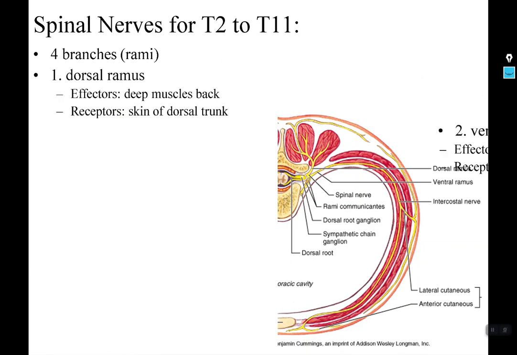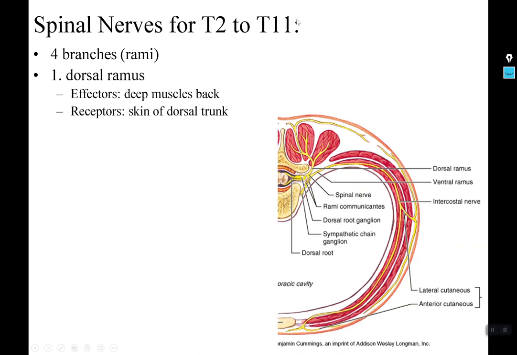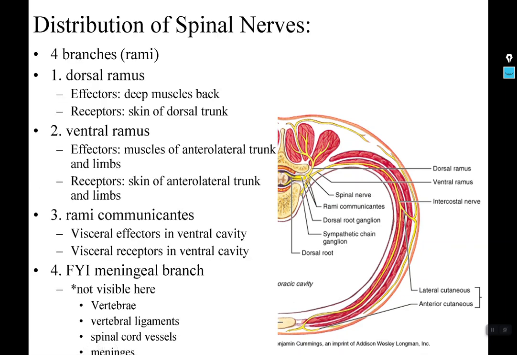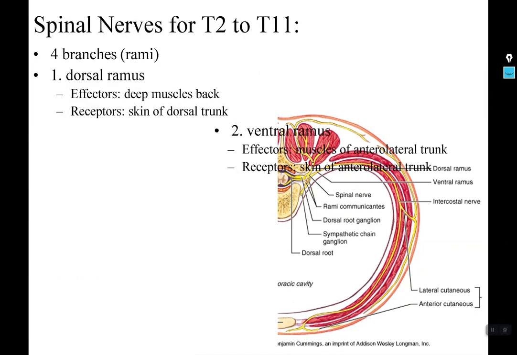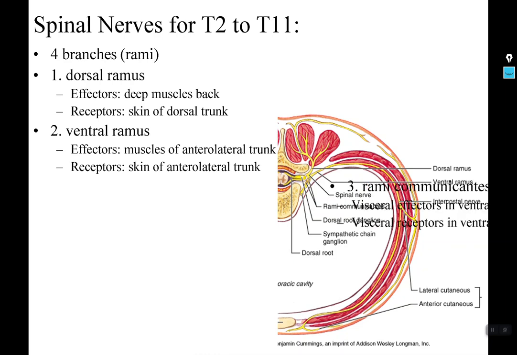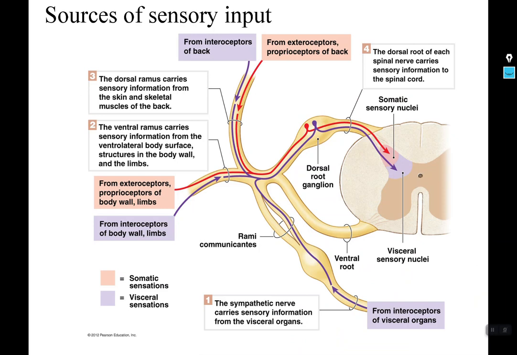So moving inferiorly, so from the T2 to T11, because the previous one was general distribution. Now we're getting a little bit more specific. So we have a little bit of recapitulation here. So same stuff. And here we have a diagram of sensory input. I'm going to quickly move forward to motor output rather.